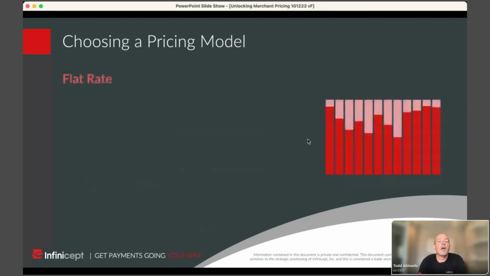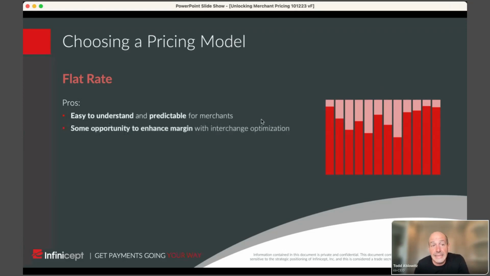There we go. Okay. So for flat rate pricing, you have the same price for every single transaction. Let's say you're paying 3.5% and 30 cents. That's what you pay for every single transaction. That's great because it's really easy to understand. The merchant knows exactly what they're paying, and you can predict your margins because you can guess what the mix of cards will be, and after a little bit of time, you'll pretty much know what the card mix is.